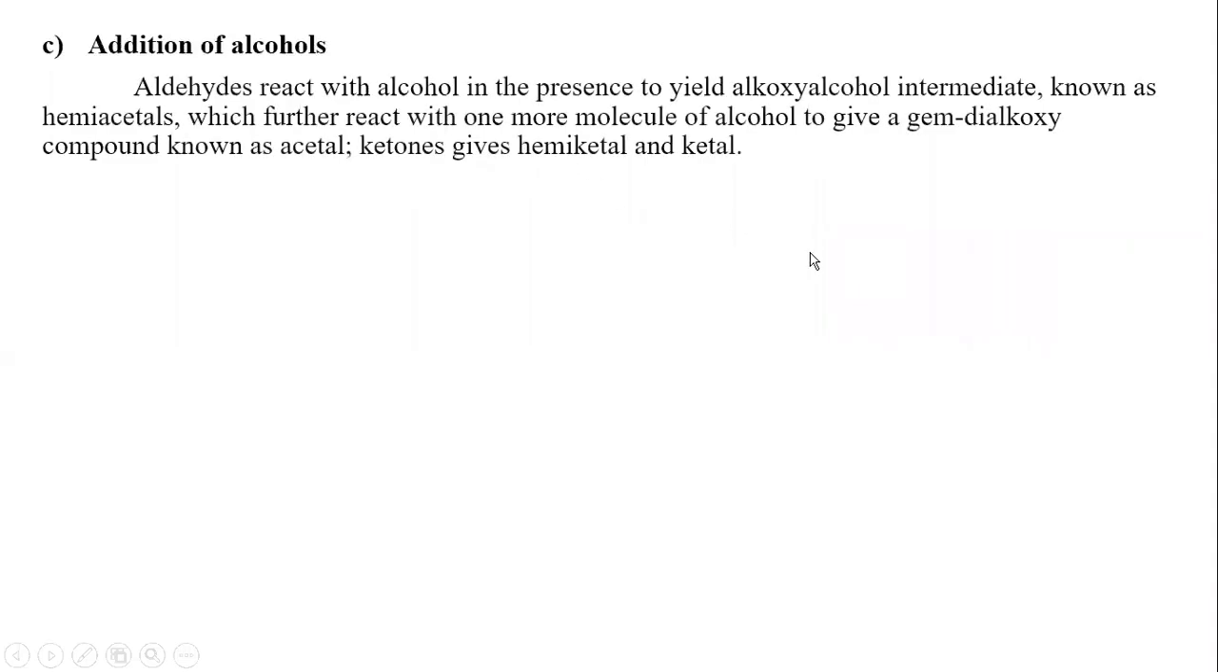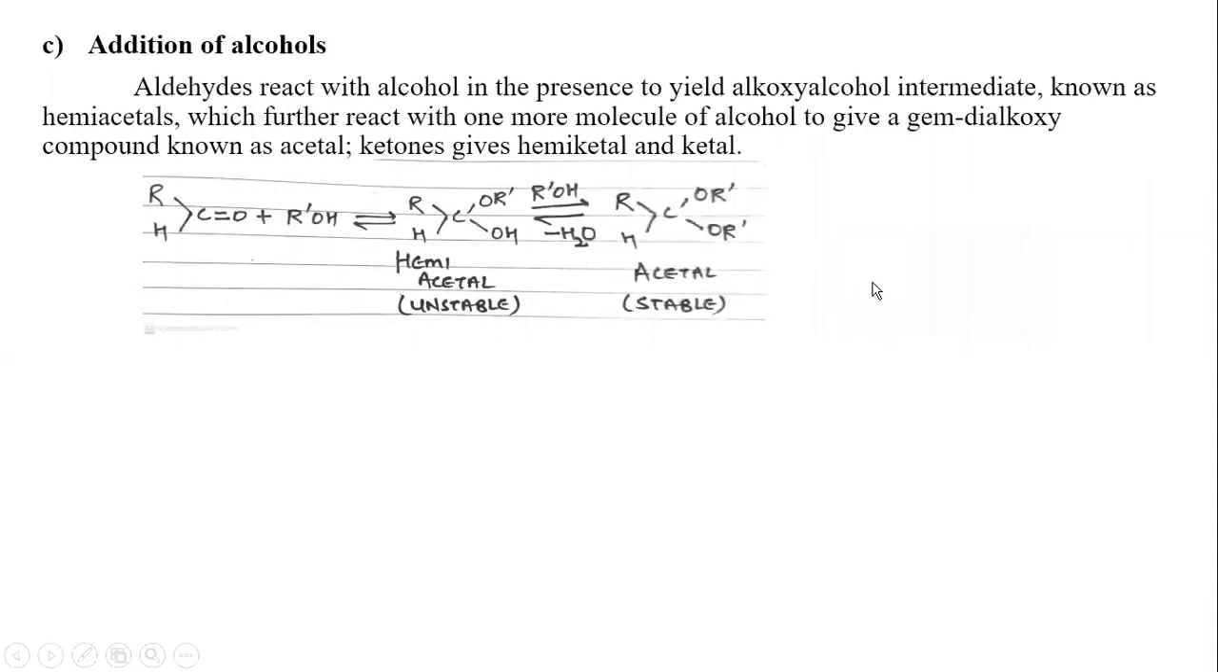Addition of alcohols. When aldehydes react with alcohols, they give hemiacetal and acetal. Similarly, when ketones react with alcohols, they give the addition products hemiketal and ketal. We know in alcohol the OH group is slightly negative, so the negative part will go to carbon and the alkyl part will go to oxygen, forming the hemiacetal, the addition product, which is unstable.